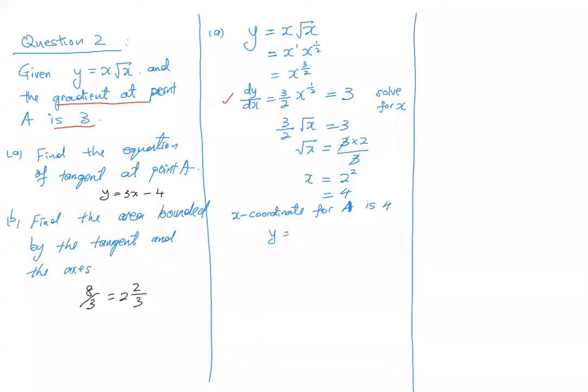Okay, so tell me how to sub. 4 square root 4. So what is the answer? 4 times 8. Yeah. So you got the point. So you must make sure you got the point first. Then you got the gradient. So then only you put into y equal to mx plus c. So all these steps you cannot jump.